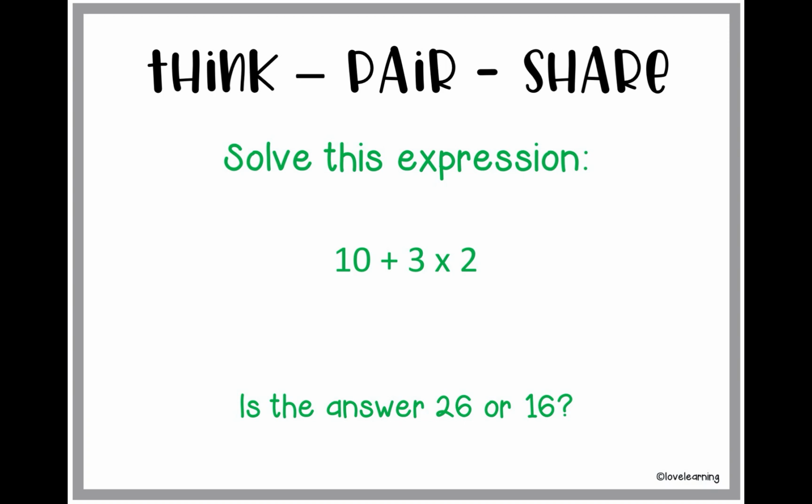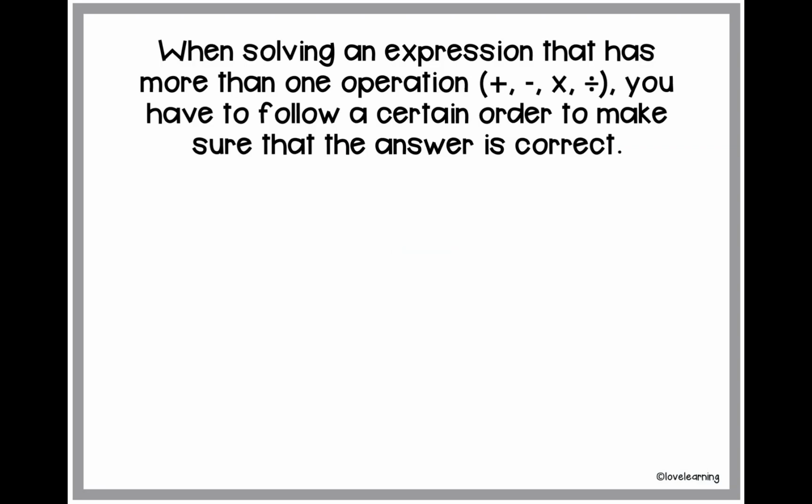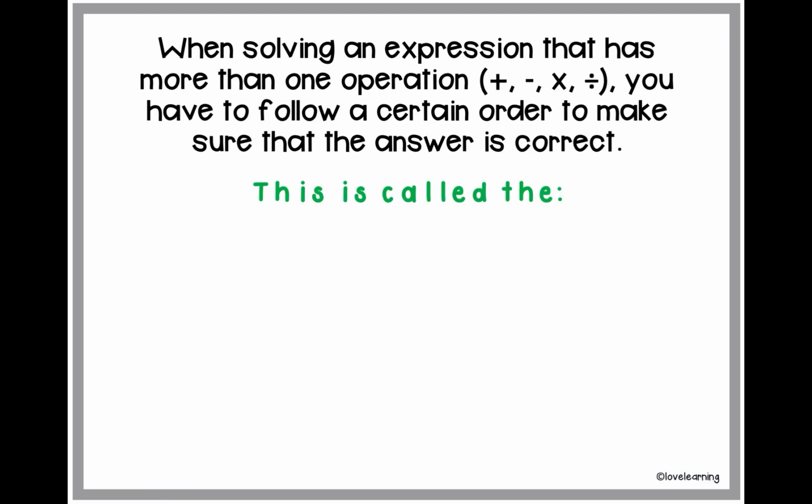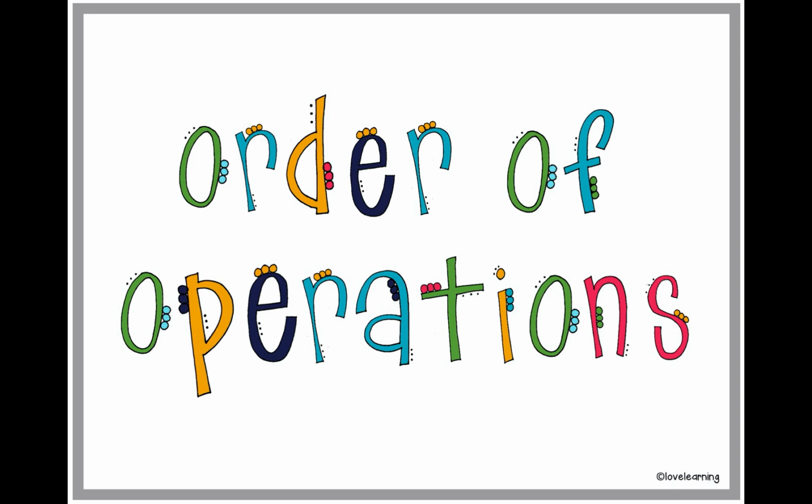And here is why. Here is what is different about that, right? The answer is 16. The reason is that when we have an expression that has more than one operation, add, subtract, multiply, and divide, you have to follow a certain order to make sure that the answer is correct, right? You can't just go willy-nilly and do problems however you want. It's called the order of operations.